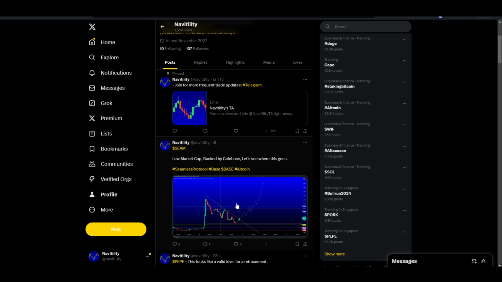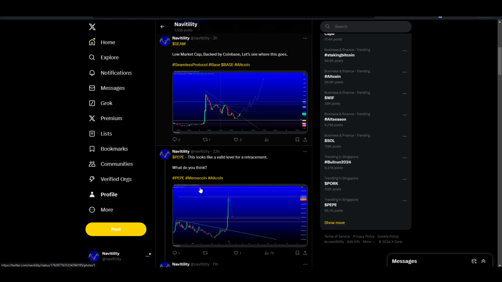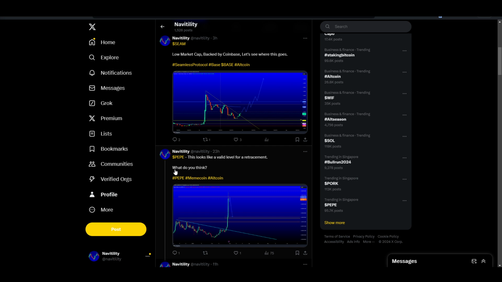Seam, I think this one's also a low-key gem, 72. I think it's like 70 million market cap now. So yeah, a couple gems out there. We'll see how everything plays out.